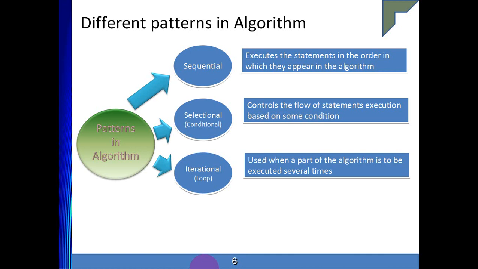Next, iteration. It is used when a part of the algorithm has to be executed several times. Say, for example, I want to display my name 10 times. Instead of writing print, print, print 10 times, what we can do is take only one print statement and use a loop, as it is called in programming. Using that loop, I will be displaying my name 10 times. That is called iteration.